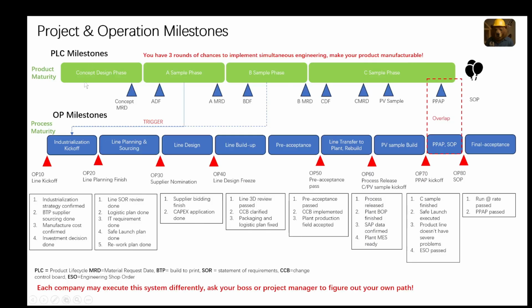First is the concept design phase. You have a concept, you have a prototype, then you start to build the A sample, B sample, and C sample. Means your product iterates 3 times. Sometimes there are more than 3 sample phases, like A0 sample or A plus sample, A1, A2, A3, and so on. But today we just talk about the general concepts. So A sample, B sample, C sample.